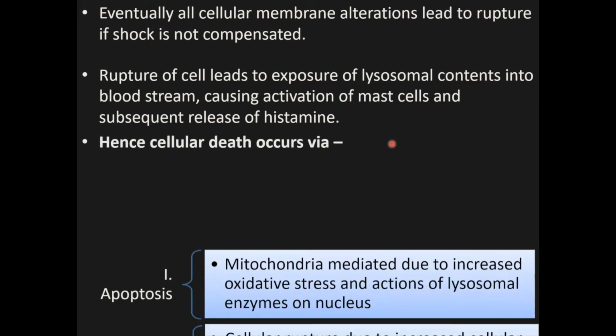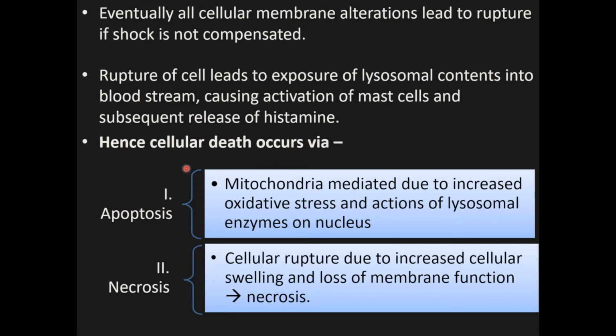Hence, cell death primarily occurs via 2 ways. The first is apoptosis and the second is necrosis. Apoptosis is primarily mitochondria mediated due to increased oxidative stress, as if there is decreased tissue perfusion and decreased oxygen supply to the cells, there is increased production of reactive oxygen species by mitochondria, and also the actions of lysosomal enzymes on the nucleus lead to DNA damage, and by the action of the p53 gene, the apoptosis cascade is initiated.